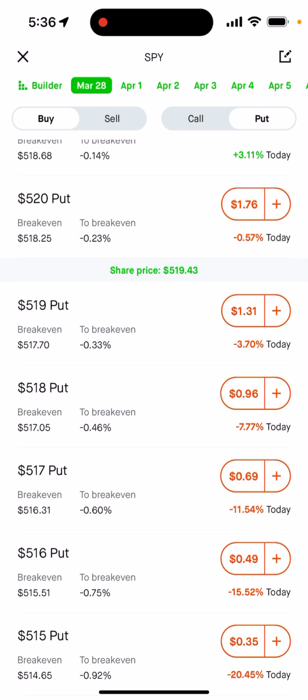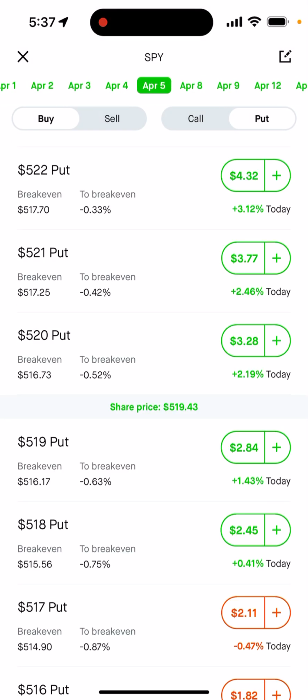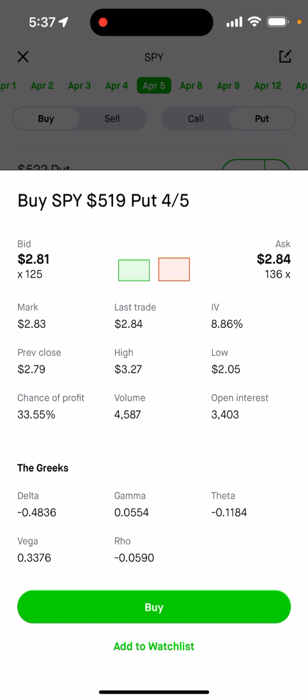Whereas if we were to go to, let's say, April 4th, April 5th even, click the same strike, 519 put, we see now the theta has basically been cut in half. I mean, we're down 50%. It's down at 0.11.